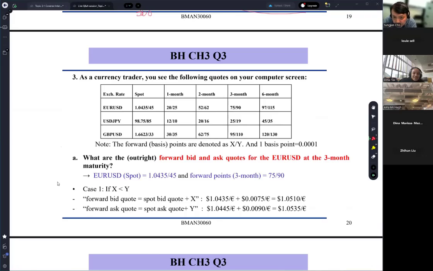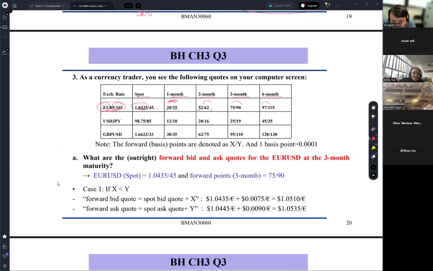BH chapter 3, question 3. So we have bid-ask prices everywhere. The first row is EUR USD. So for 1 euro, how many US dollars you have to pay? Now for spot, 1 month forward, 2 months forward, 3 months forward, 6 months forward, we have two different numbers. We call this a forward point, not price: forward point, forward point, forward point.